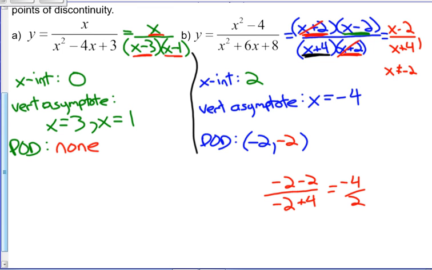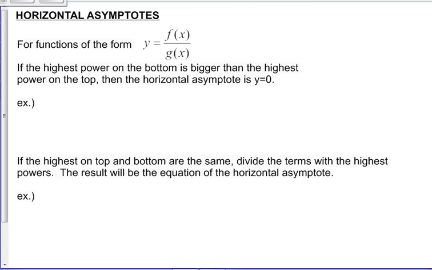or negative 2. So on this graph, whatever it looks like, at negative 2, negative 2, there's going to be a hole. It'll be continuous around that, but discontinuous right at that hole. So that deals with vertical asymptotes, x-intercepts, and points of discontinuity. There's one last piece of the puzzle if we want to be able to analyze and generate graphs for more complicated rational functions. And those are the horizontal asymptotes.